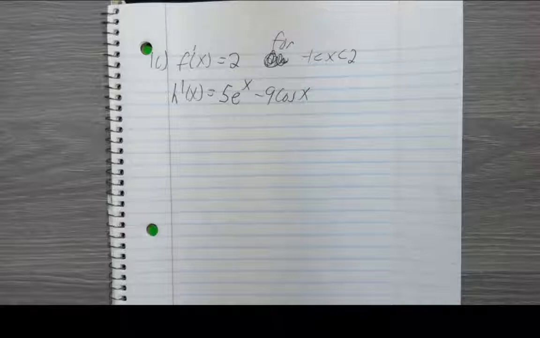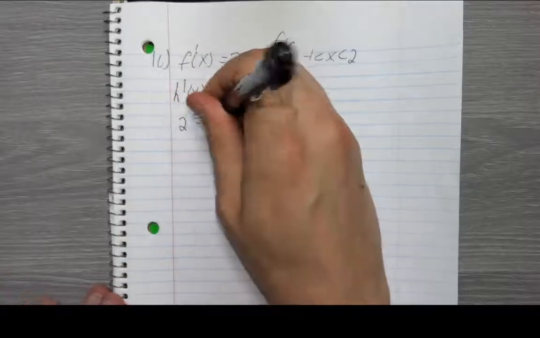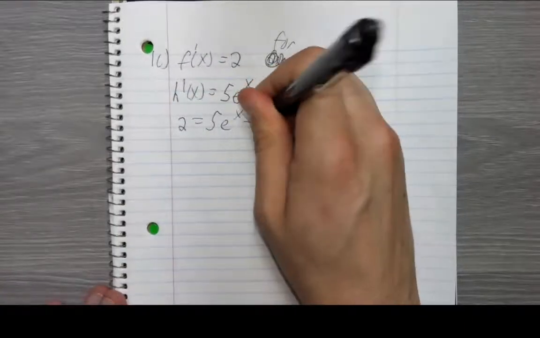The question asks, what value of x in that interval does f prime equal h prime? So in other words, we're asking the question, when does 2 equal 5e to the x minus 9 cosine x?